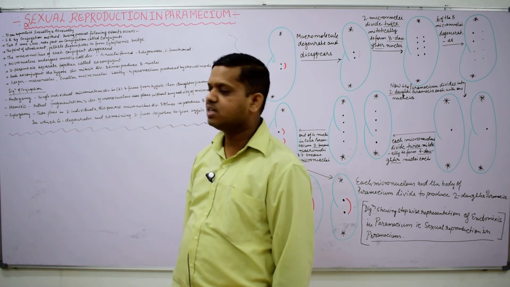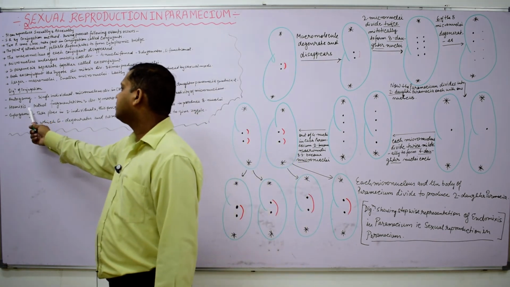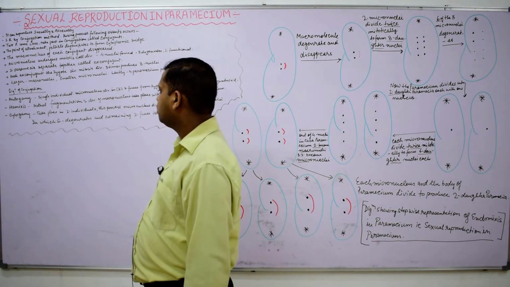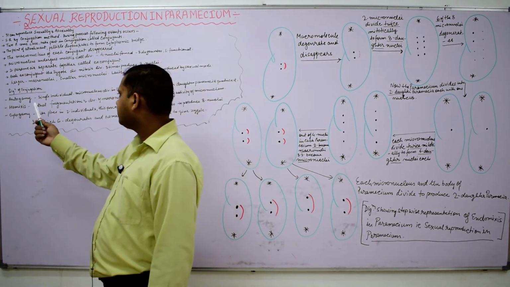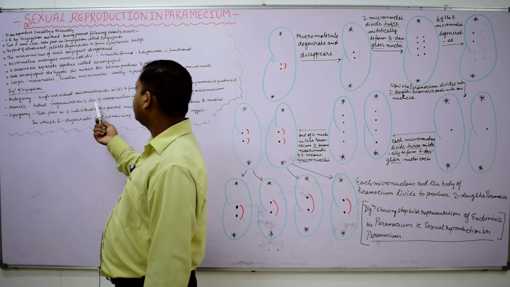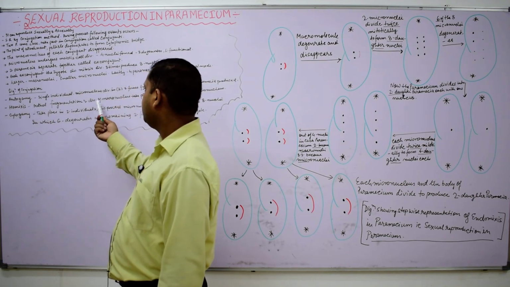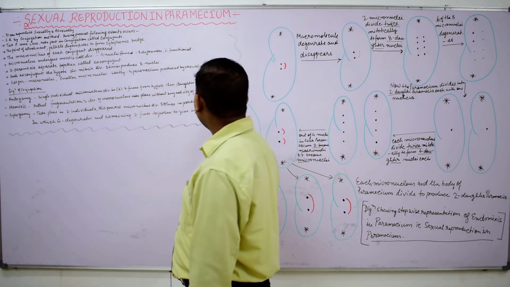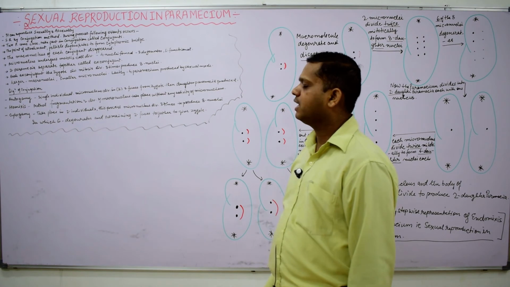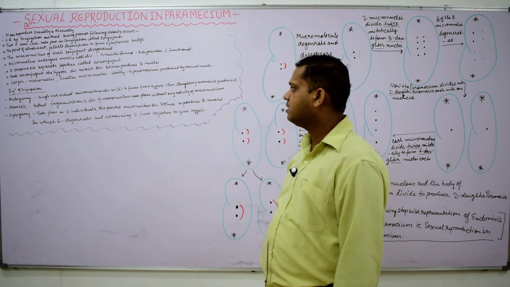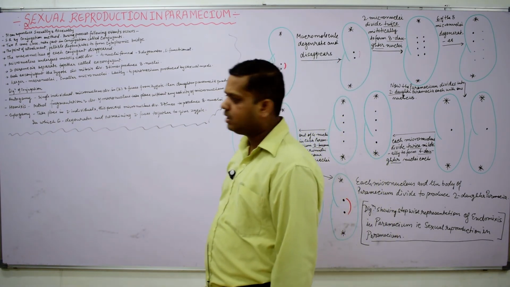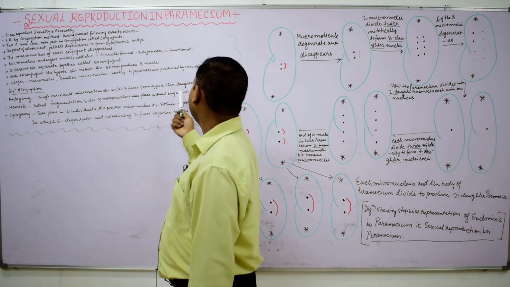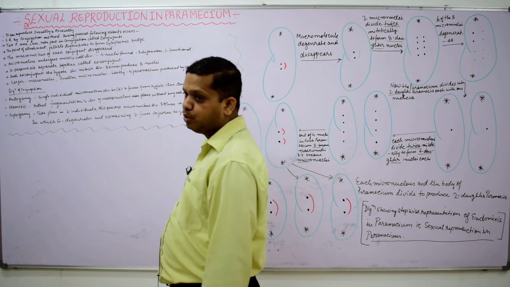The second process in conjugation is hemimixis. Hemimixis is the second important process in conjugation, and its significance is that the fragmentation and division of the macronucleus take place without any activity of the micronucleus.